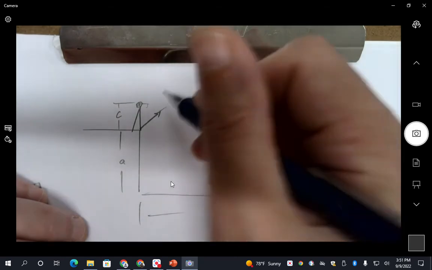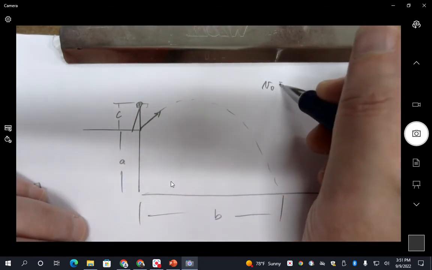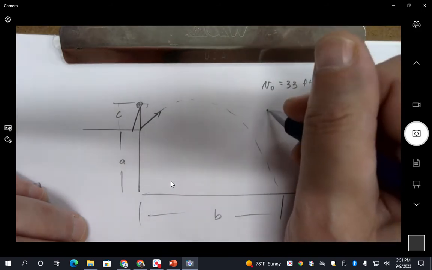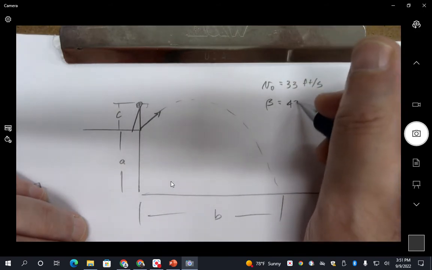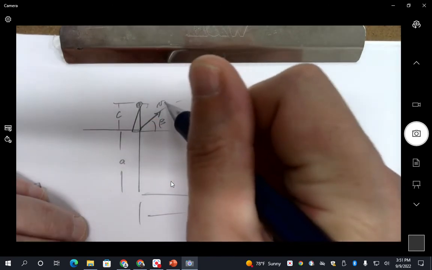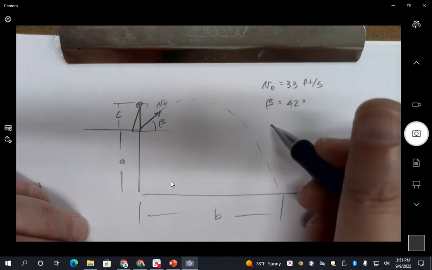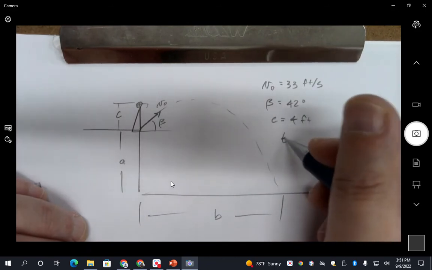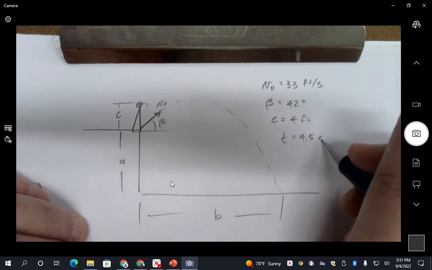And that V0 that we're given is 33 feet per second. The beta that we're given is 42 degrees. Right here, so here's beta, here's our V0. C, we were told that it's 4 feet, and the time is 4.5 seconds.